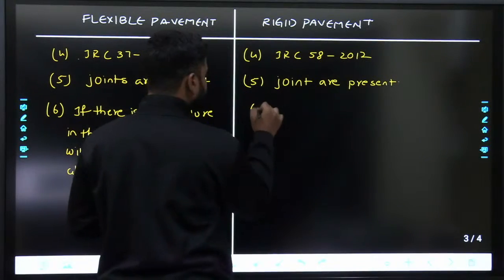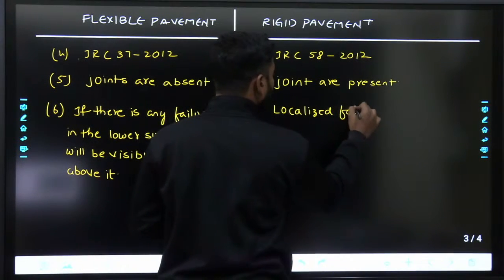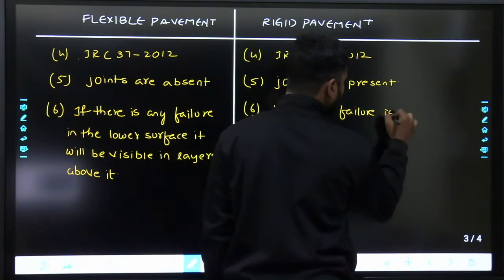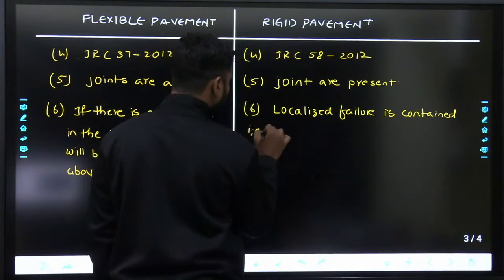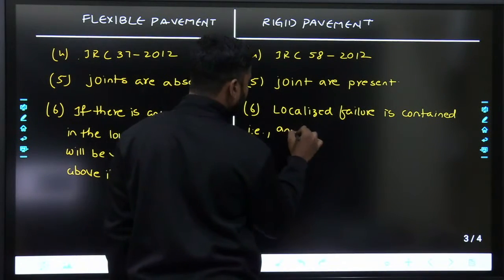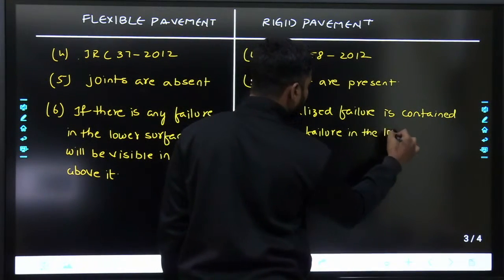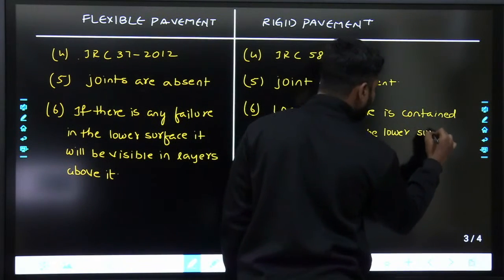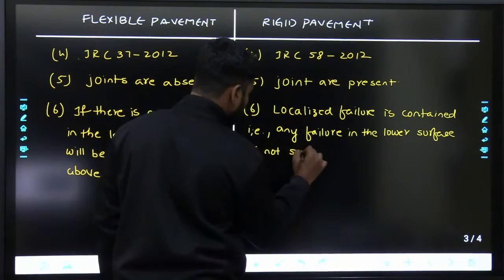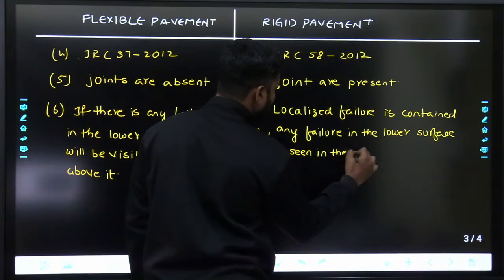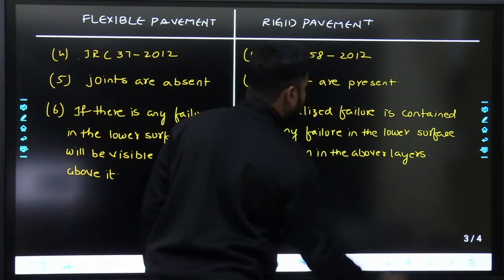Localized failure is contained. That is, any failure in the lower surface is not seen in the above layers.